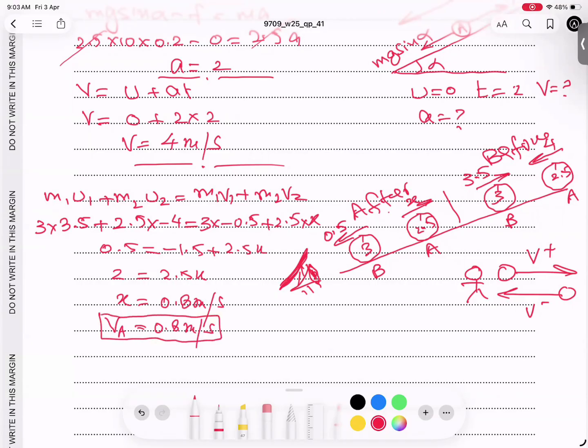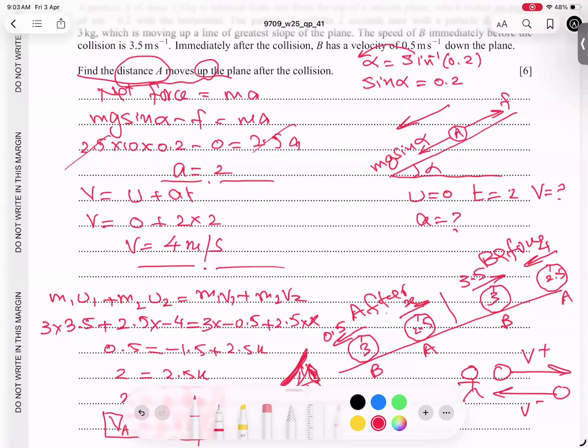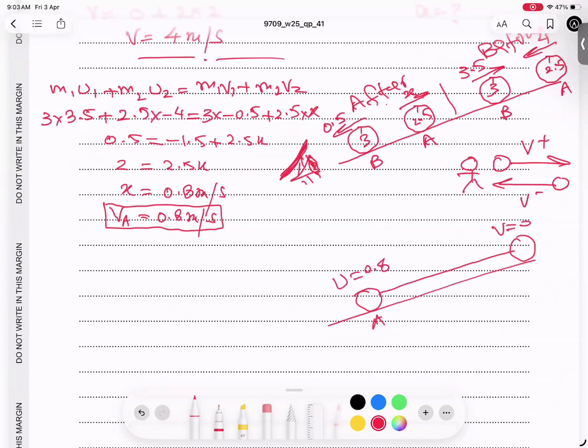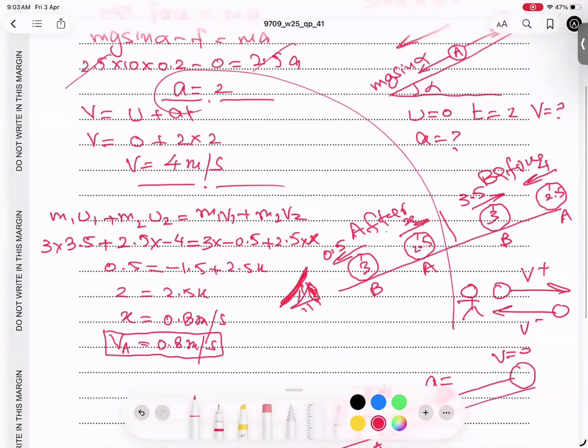But what is the question asking further? He is asking how far A will move up after collision. Common sense: when A is traveling after collision, what happens? Let's try to explain it. This is our A particle, so it will go up and stop at the peak. So this is the starting velocity now, because after collision this velocity turned to be the starting velocity, and the last velocity at the peak is 0. And the acceleration is the same value you got before: on the top it is 2, but negative 2.